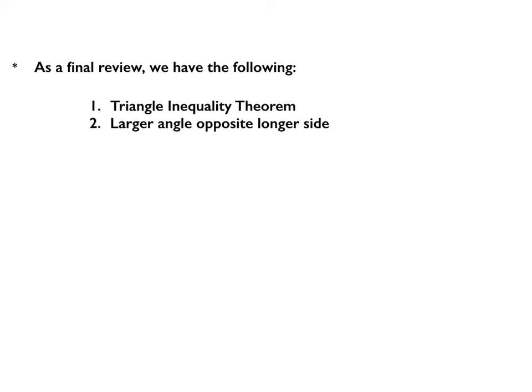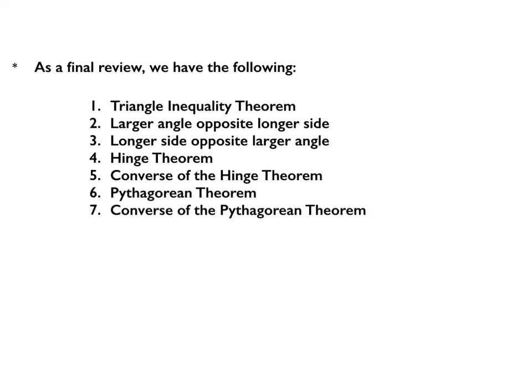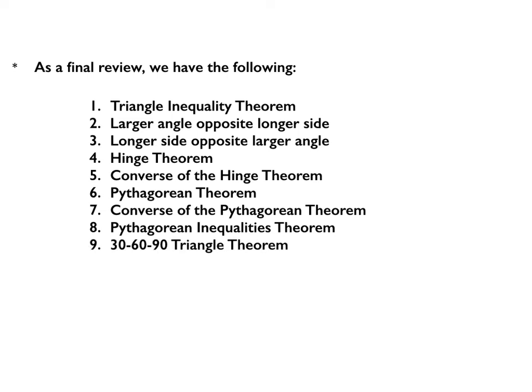So for a final review, let's just look at what we have. First, we have the triangle inequality theorem, larger angle opposite longer side, longer side opposite larger angle, the hinge theorem, converse of the hinge theorem, the Pythagorean theorem, the converse of the Pythagorean theorem, Pythagorean inequalities theorem, 30, 60, 90 triangle theorem, and 45, 45, 90 triangle theorem.